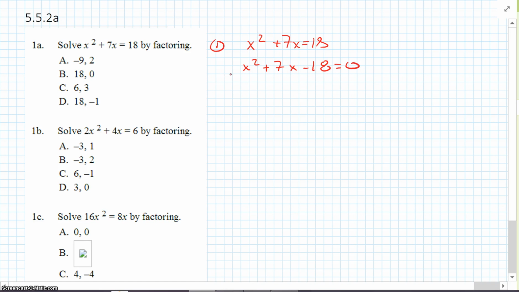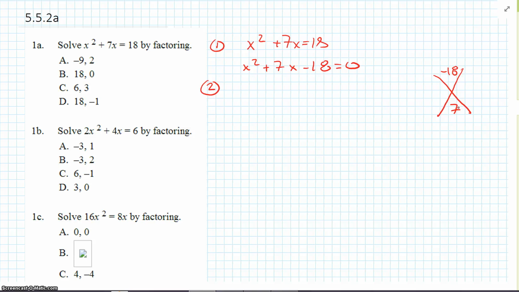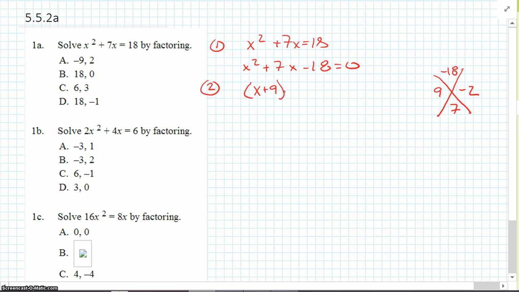Step 2 was factor. So we're going to make an x. Our a times c value is negative 18. Our b value is 7. So I need two numbers, one negative, one positive, that have a product of negative 18 and a sum of 7. So that's going to be 9 and negative 2. Now if you remember, if our a value is 1, we can just rewrite this as x plus 9 times x minus 2 equals 0.